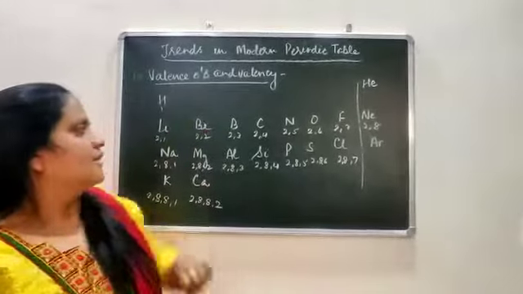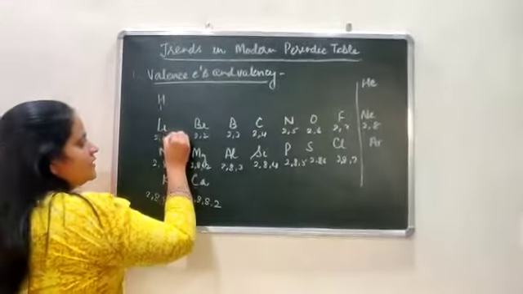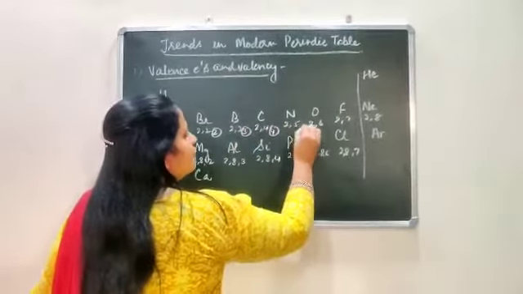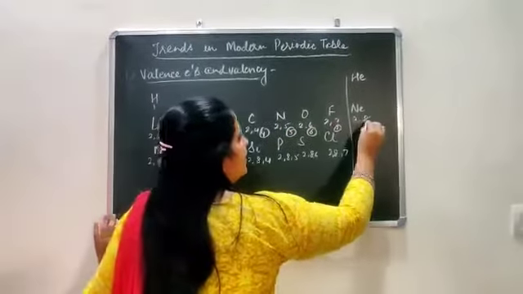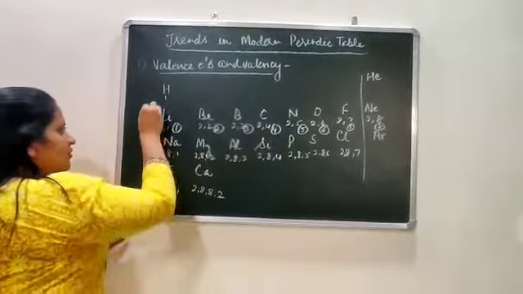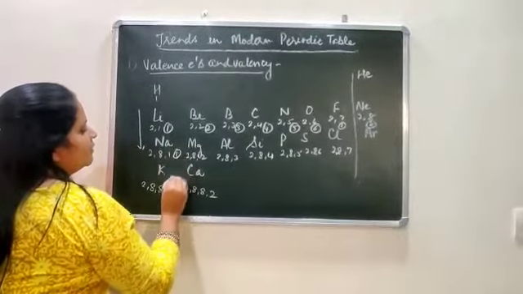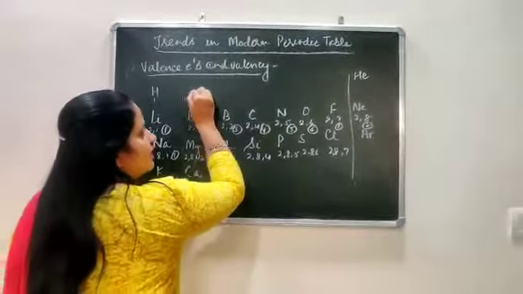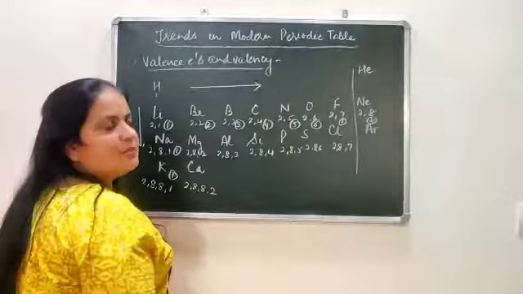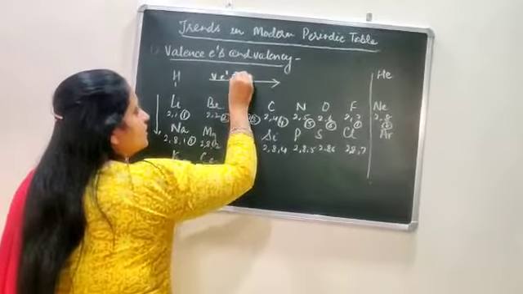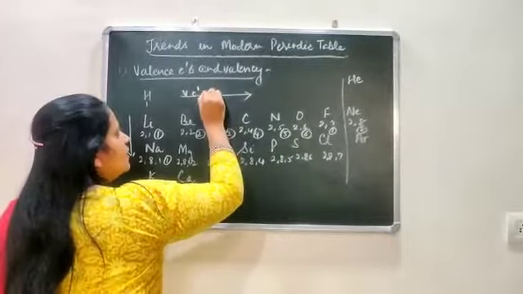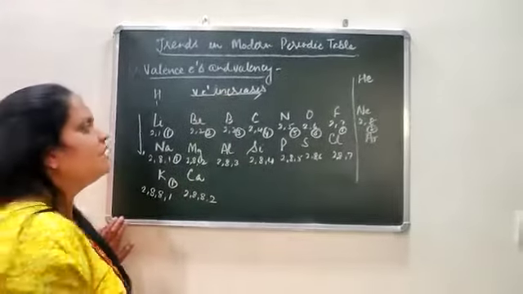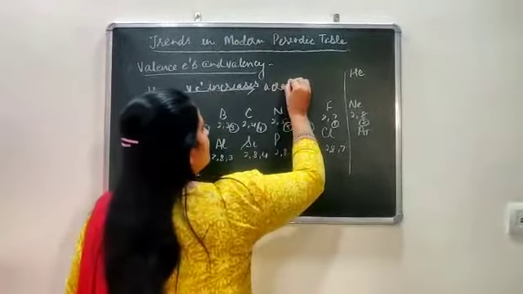Now we'll talk about the valence electrons. The valence electrons in case of lithium is 1, here it is 2, here it is 3, here it is 4, 5, 6, 7 and 8. Similarly here, but when we are moving from top to bottom, the valence electrons will remain the same. So how do we define the variation in the valence electrons? When we are moving from left to right across the period, valence electrons continuously increase.